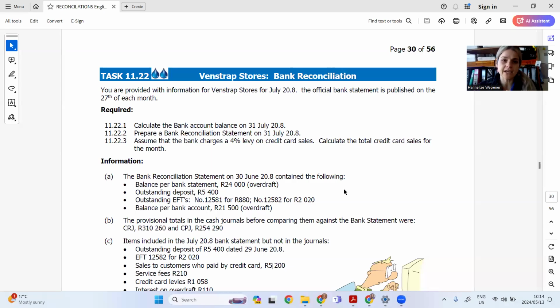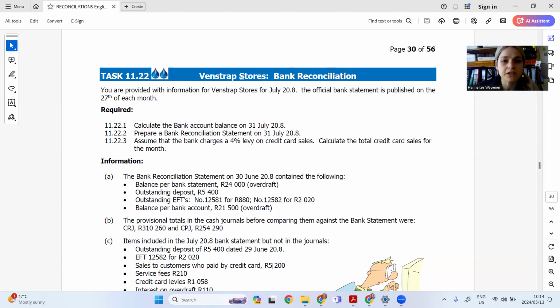Okay, let's quickly look at a bank reconciliation statement. This is a typical exam question. So please, if you do not understand this, come and have a chat to me and then I can help you before paper two. Luckily, you are only writing paper two a bit later.